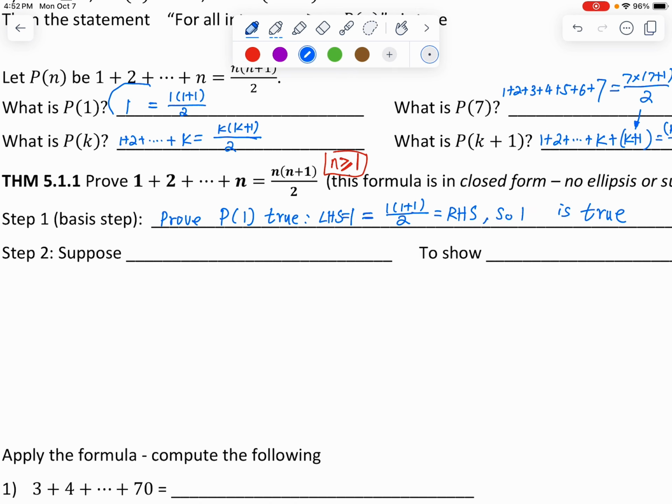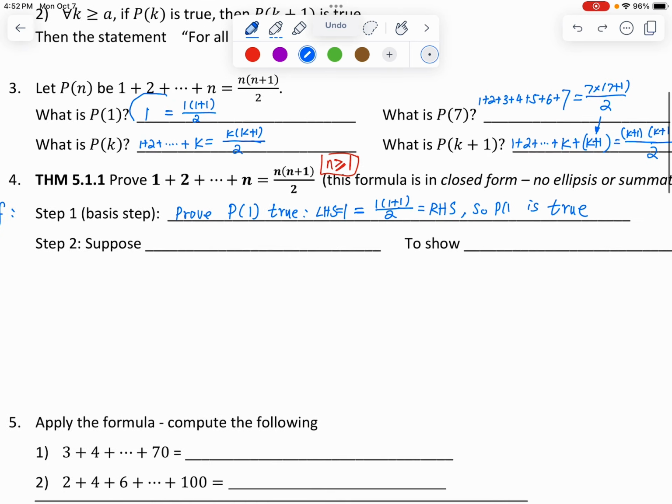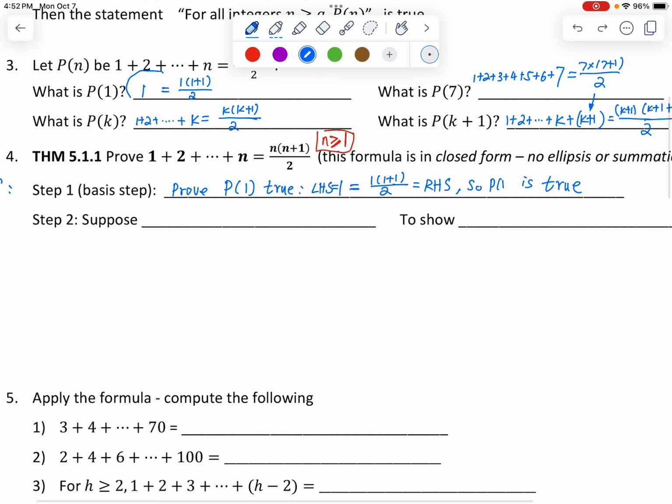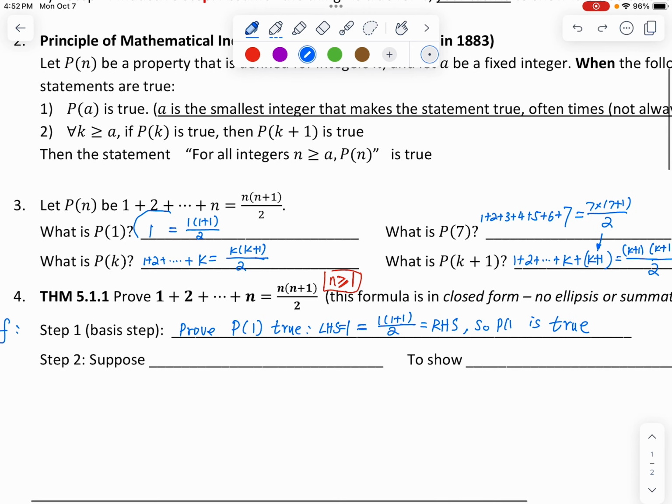So P of 1 is true, right? Usually the first step is pretty easy. Now step number 2: always keep track of what you're trying to make sense of. Make sure that you make sense of the idea, like what do you really need to do.